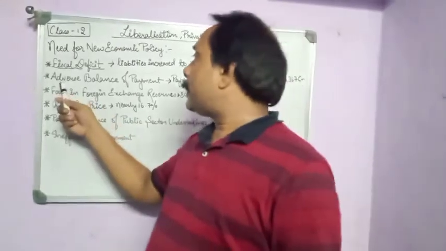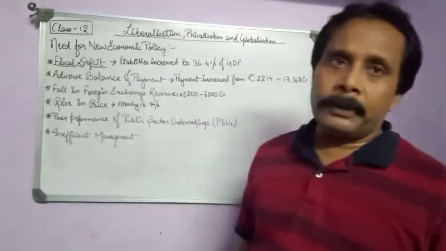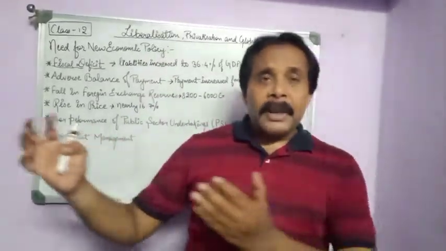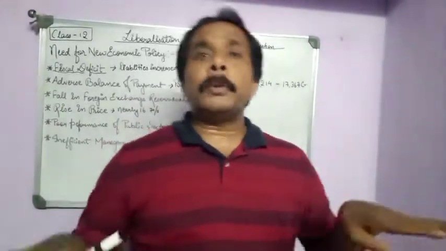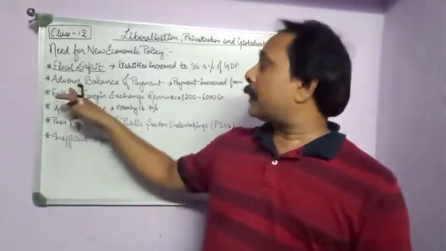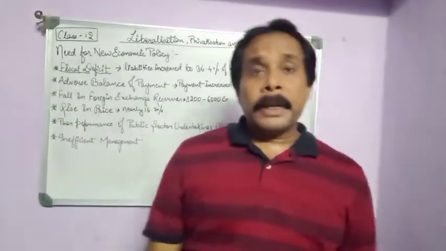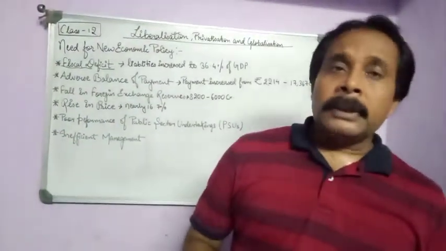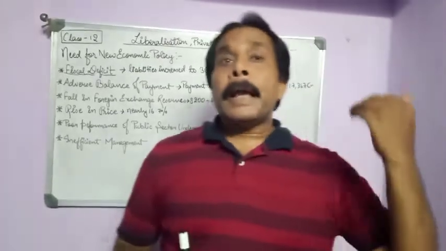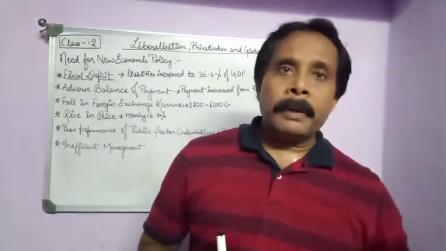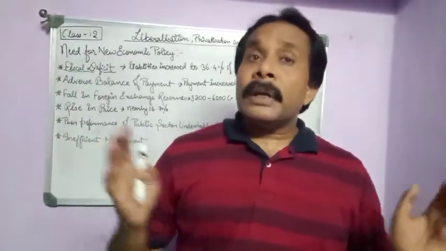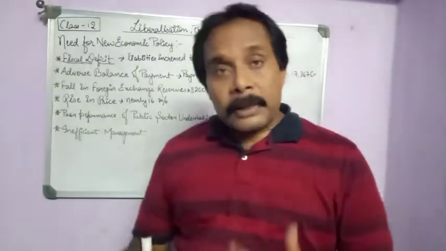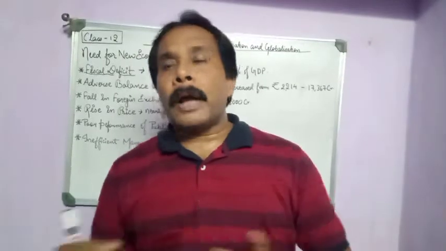Now come to the second point, that is the adverse balance of payment. As we know, balance of payment means the inflow and the outflow should be equal. But here the term adverse balance of payment is used. It means our outflow was more and the inflow was less. In other words, we were importing more and exporting less. So it has created a gap between import and export, or between outflow and inflow.